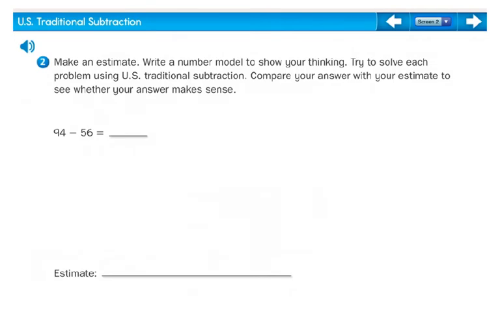Move on to number 2. Notice that one is written horizontally, or from left to right, rather than from top to bottom, but we're going to go ahead and rewrite it. Again, we'll make an estimate first and show our number model off to the right. So we're going to look at 94. Is that closer to 90 or 100?